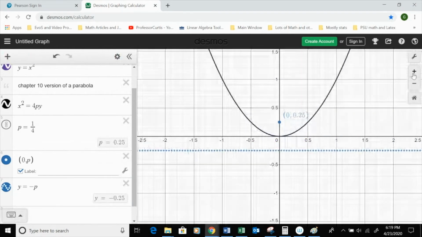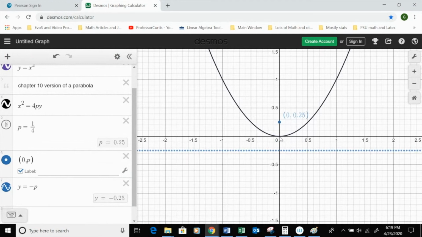Let's zoom in just a little bit. And you go, oh yeah, how far is it from here to here? 1/4. How far is it from here to here? 1/4. Yeah, but how far is it from here to here? Well, that point is at 0.5, so this distance is 0.5. And how far is it from that point down to the directrix? And you say, well, it's 1/4 plus 1/4. Oh yeah, that's 0.5. Huh. And how far is it from here to here? Well, this is 0.25, negative 0.25, and this is 1, so it's 1.25.